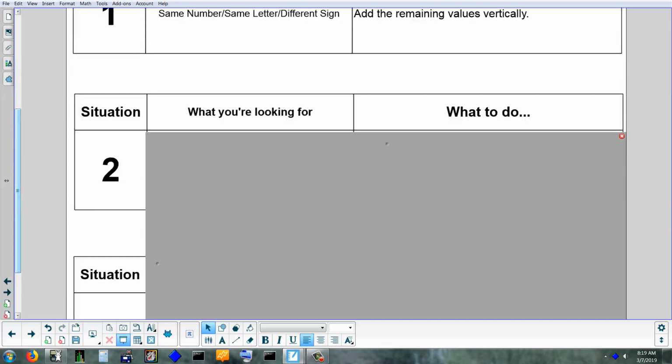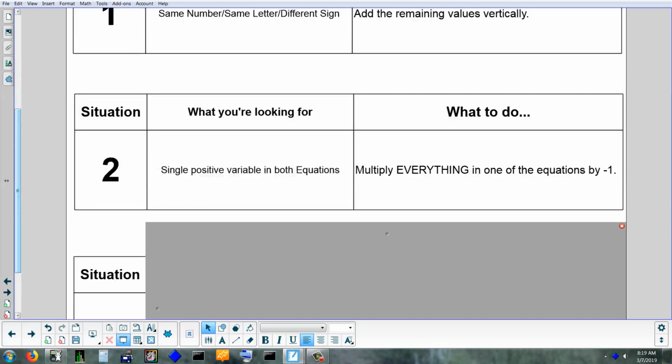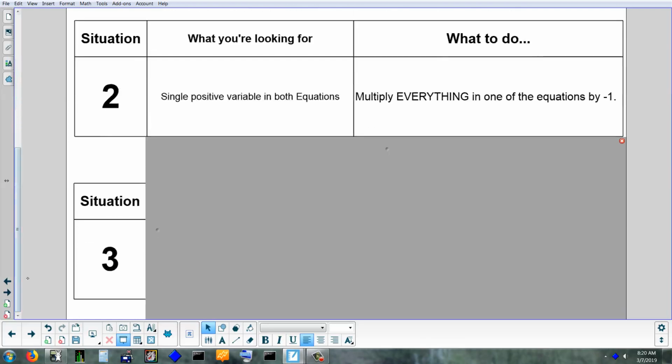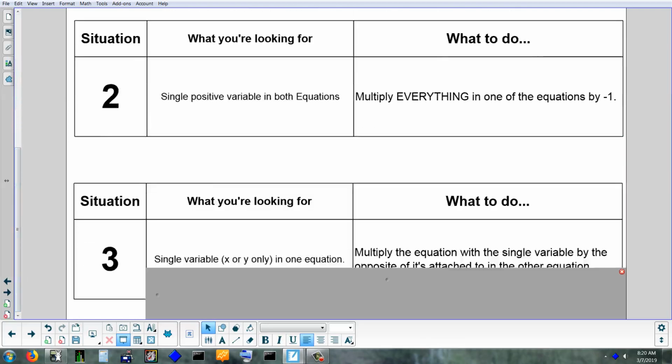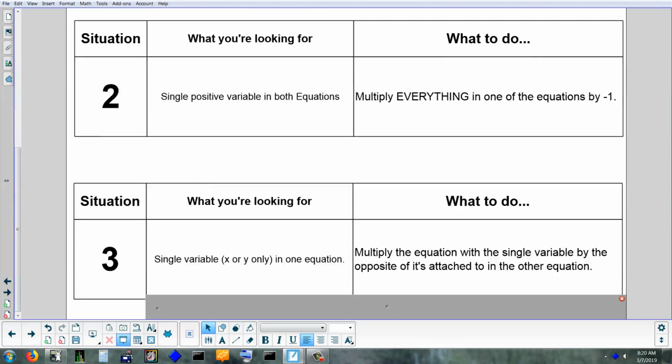Situation 2, not that bad. That's where you have a single positive variable in both equations. And all you have to do is multiply one of the equations by a -1. Does it matter which equation? No.